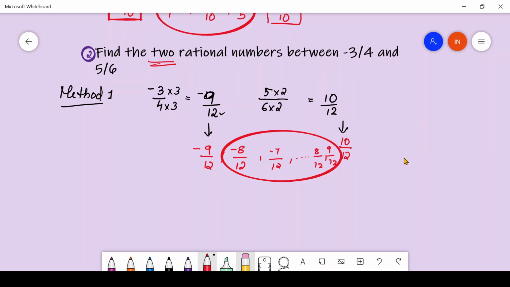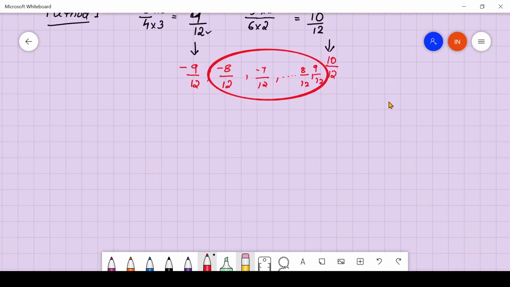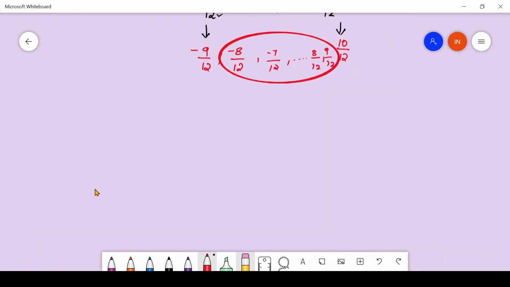Okay. So now we are going towards the second method. Method 2: how to find rational numbers between two given rational numbers. Which are the two given? I'm rewriting the question: negative 3 by 4 and 5 by 6. Between these two we are going to find rational numbers. As we have seen in the previous question, you have to find the mean of these two to get a rational number between them. So the first rational number we find by finding the mean.